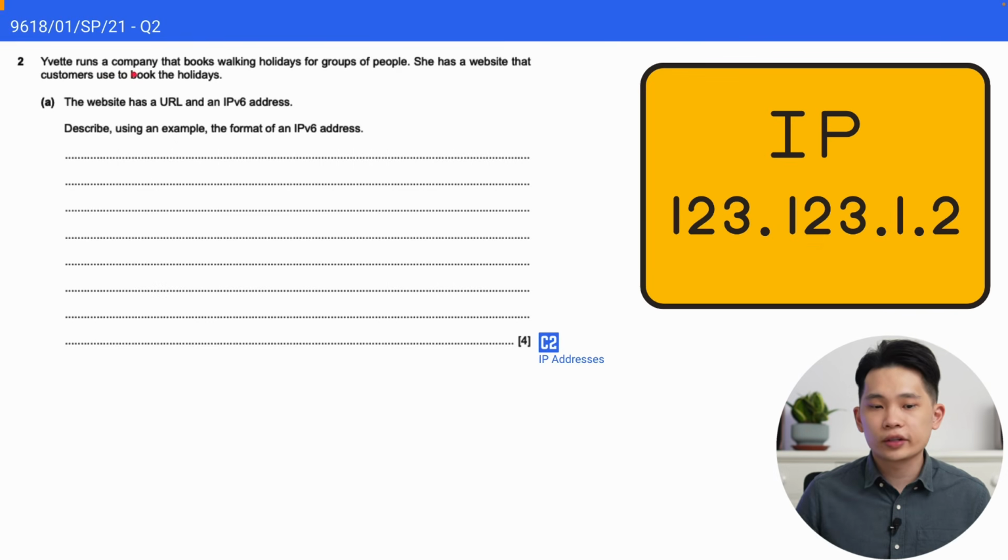Yvette runs a company that books walking holidays for groups of people. She has a website that customers use to book the holidays. The website has a URL and an IPv6 address. Describe, using an example, the format of an IPv6 address.